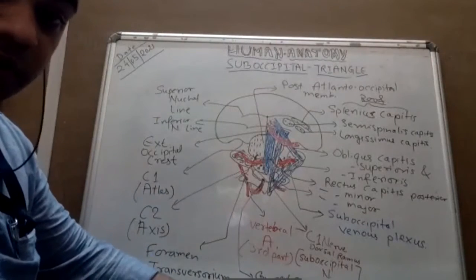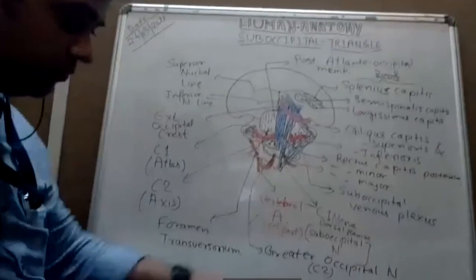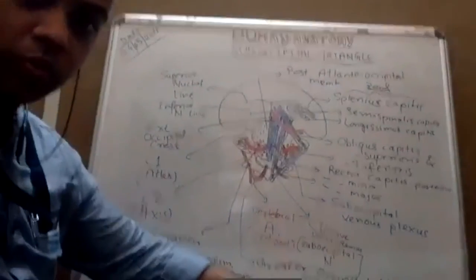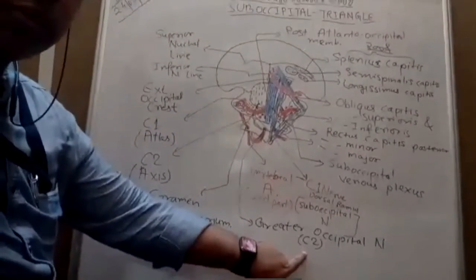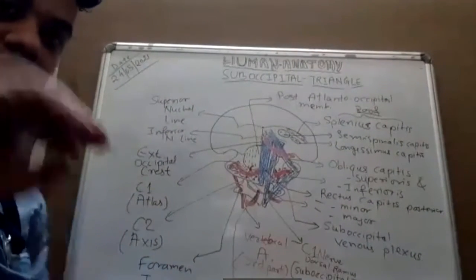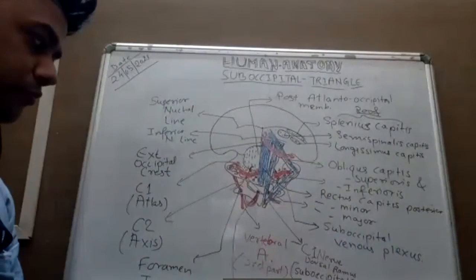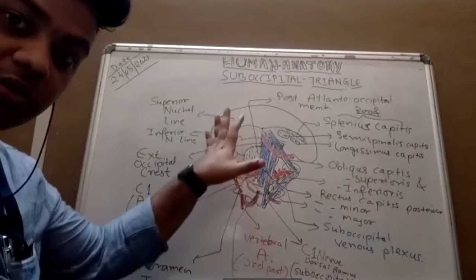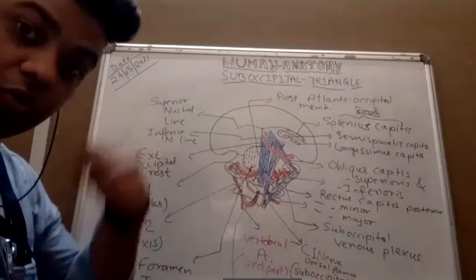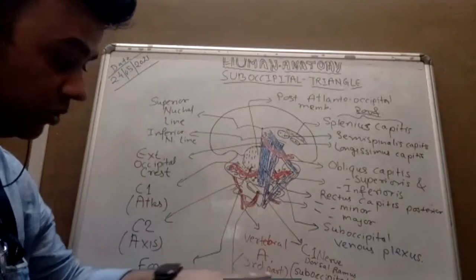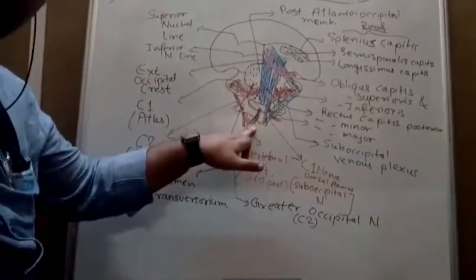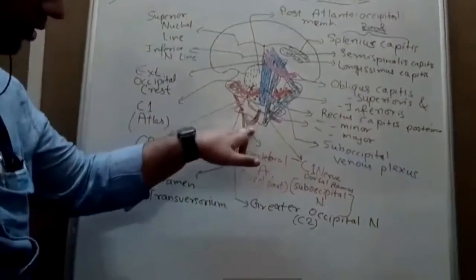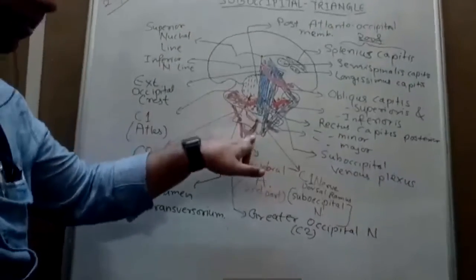So what is the importance regarding this? It's right down here, greater occipital nerve C2. So this is the thickest cutaneous nerve of the body, not of the head and neck, not the occipital, not the cervical region, but the whole body. The thickest cutaneous nerve is your greater occipital nerve.